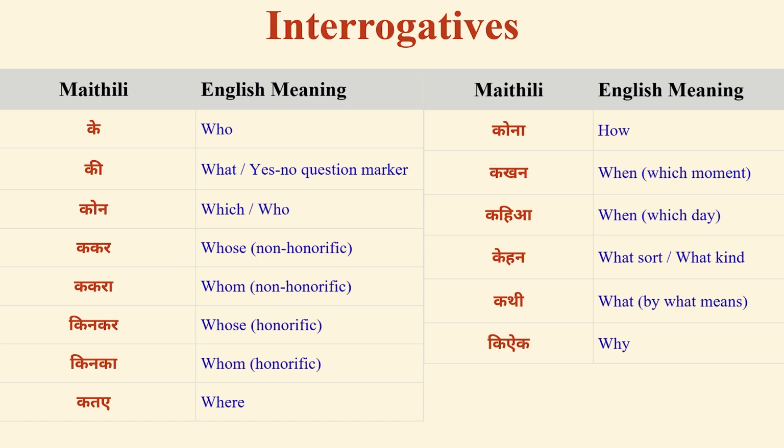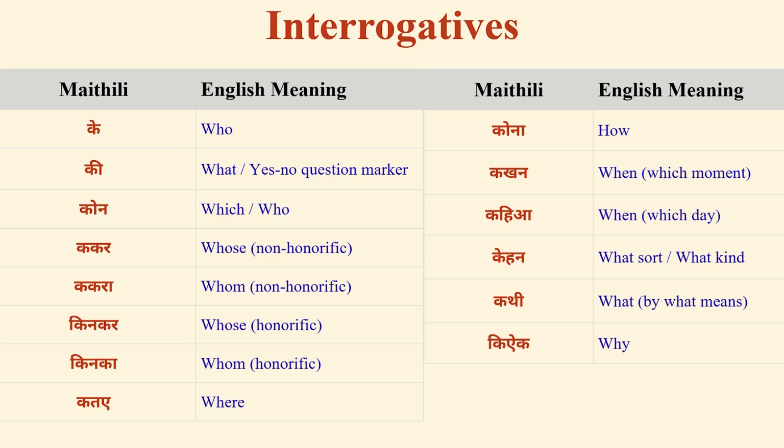Let's look at a few interrogative forms. So K is who, ki is what, and it is also used in yes no questions. Kon is which or who, kakkar is whose, kakra is whom, and both of these are non-honorific. Their counterpart in honorific is kinkar, whose, and kinka, whom. Then kate means where, kona means how, kakhan means when, which moment.